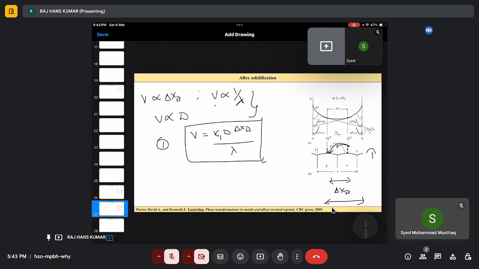Now, the next one is how do we know this delta xv? How do we know that? So delta xv will be equal to what? xv at liquid alpha plus alpha minus xv at liquid beta interface. Right? Now how do you know that?